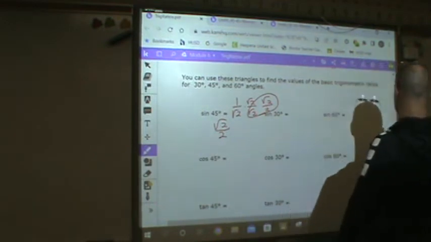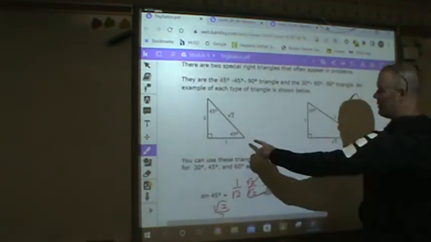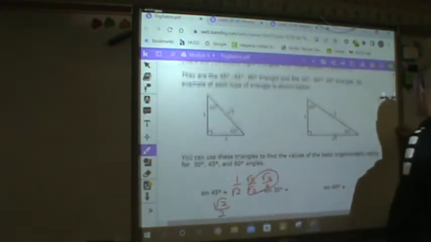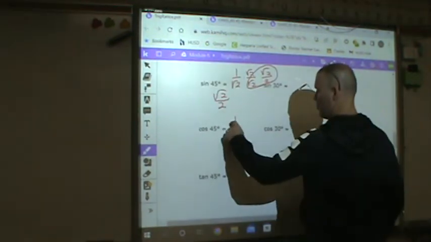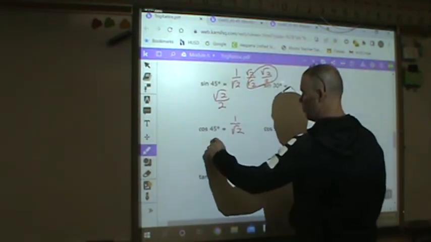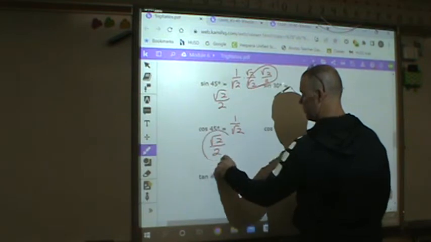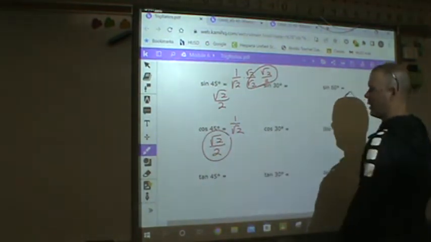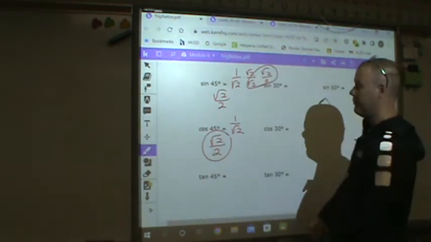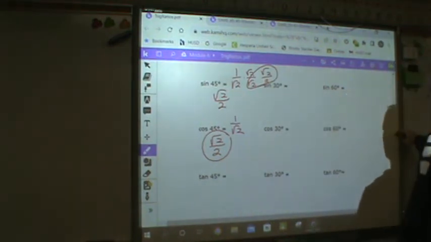Cosine of 45 degrees. Well, cosine is leg adjacent over hypotenuse. Leg adjacent is 1. Hypotenuse is still rad 2. So 1 over the square root of 2, or radical 2 over 2. Why did I not show any work? Hey, I already did my work up here. All right? Work smarter, not harder.